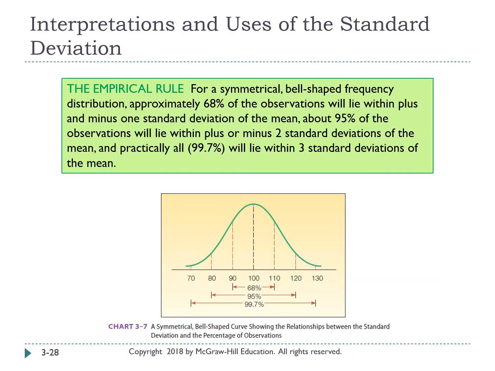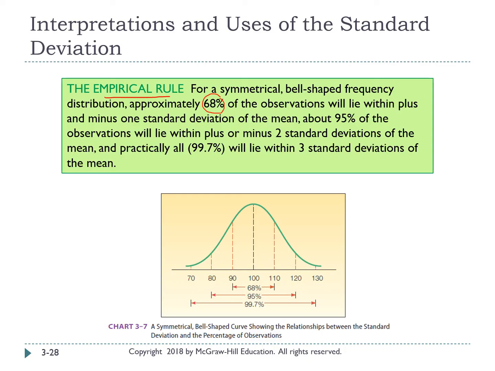However, if your data or your distribution is symmetrical, then normally you are going to use the empirical rule instead of Chebyshev's theorem, because the empirical rule will give you an accurate result. So what does it say? According to the empirical rule, for a symmetrical bell-shaped frequency distribution, approximately 68% of the observations will lie within plus minus 1 standard deviation of the mean.